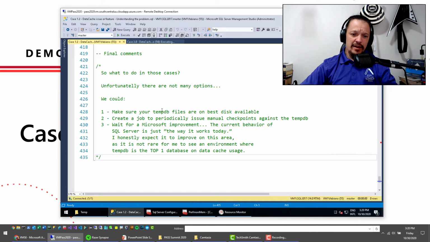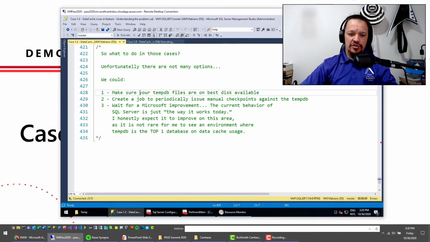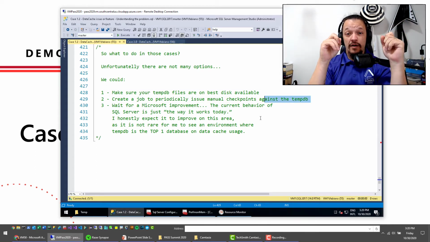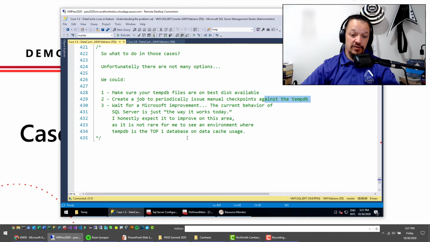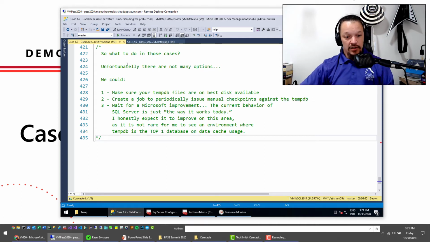Unfortunately, there aren't many things you could do. Things I think you could try is to make sure TempDB files are on the best disk available, because you want this flush to be as fast as possible. You could also create a job to run manual checkpoints every once in a while in TempDB. That would help to reduce the number of dirty pages on TempDB. Or you could wait for Microsoft to change it and create something to help you with that. Okay. All right.